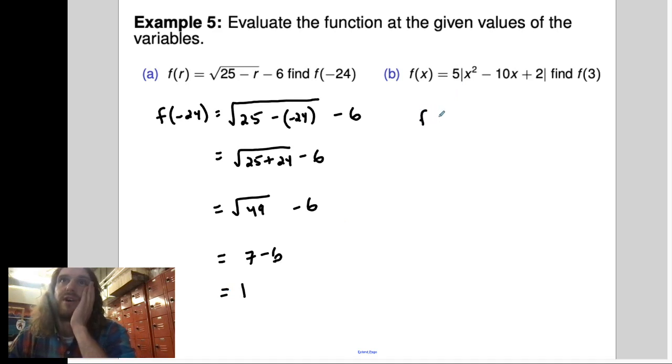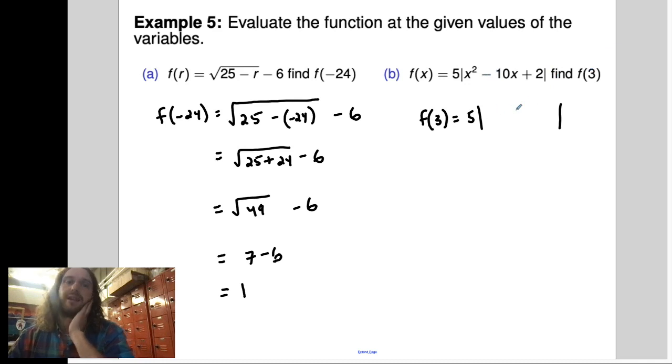That is f of 3. F of 3 is equal to 5 times... Now we have these vertical bars. These are absolute value bars. Absolute value means how far is the inside of this thing away from 0? Well, we can't determine how far x squared minus 10x plus 2 is because we don't know what x is. So if you want to evaluate the absolute value, you have to simplify the inside first, and then we'll know how far it is away from 0.